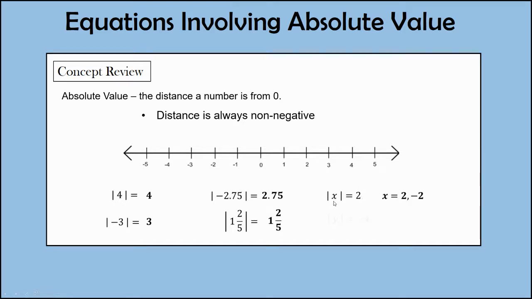And then last of all, what value is -4 units from zero? Well, guys, there's no solution to this. There is no number I can put in here that, when I take its absolute value, is going to give me a negative answer. So the answer is empty set. There is no answer. You could write no solution as well. So that's a little review of absolute value.